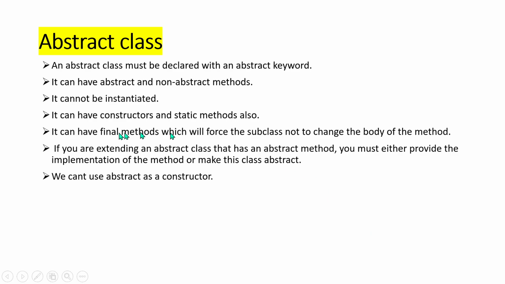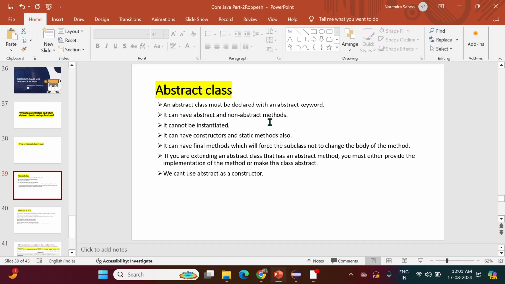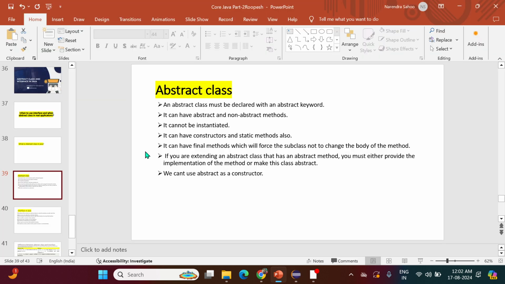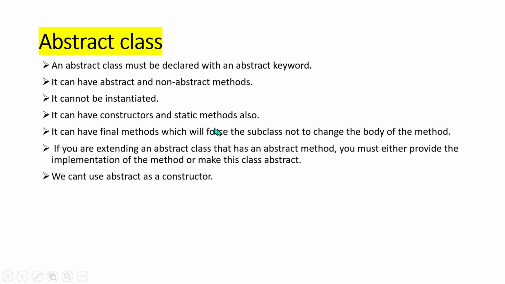Actually, it can have a constructor and static methods also. You see here, this main is a static method, right? We can even define this method as static. We can have a static method also, no problem. So we can have final methods, non-final methods, and static methods.